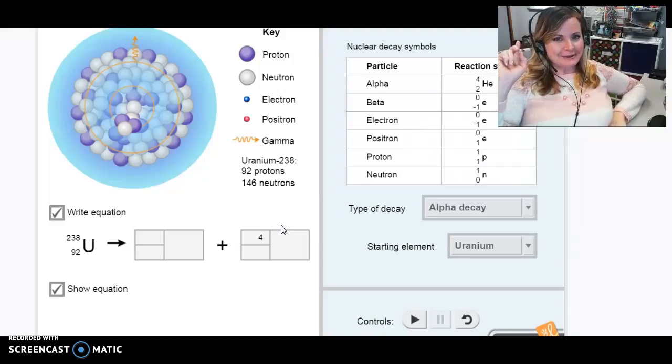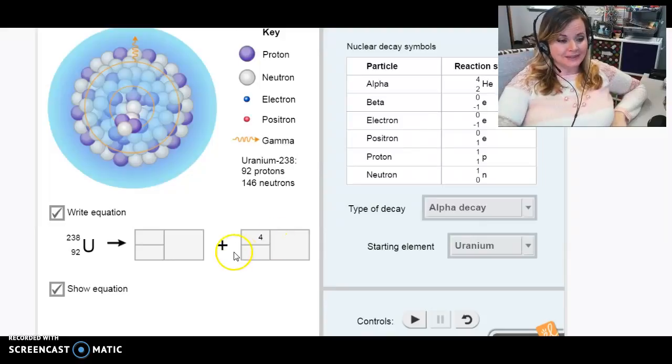Mass number is the number of protons plus the number of neutrons, which in this case is 4. The bottom is basically just the number of protons. So that's going to be your atomic number, 2. So when I push enter here, that's going to tell me that this alpha particle that's being ejected from the atom is actually an atom of helium, essentially. It's made up of 2 protons and 2 neutrons, and that's what helium is.